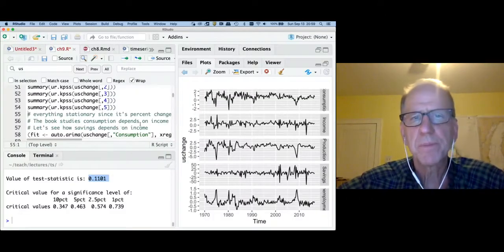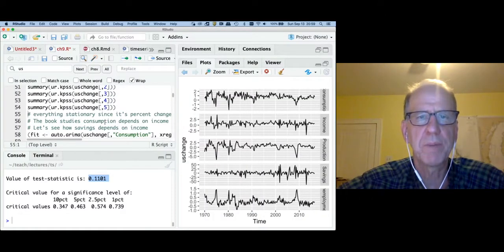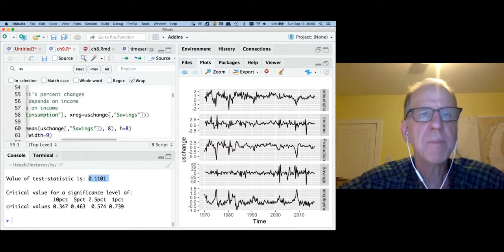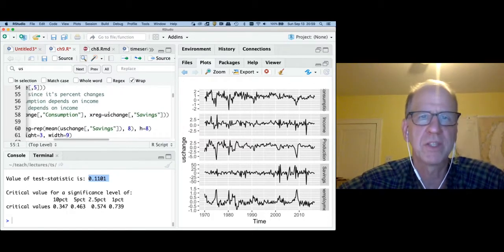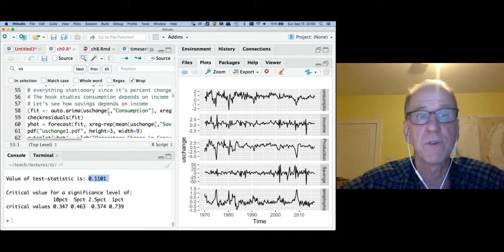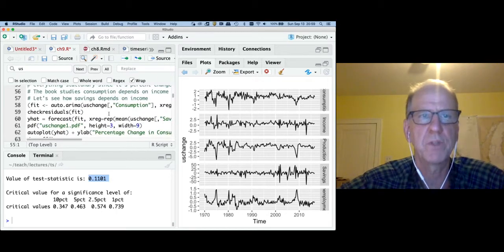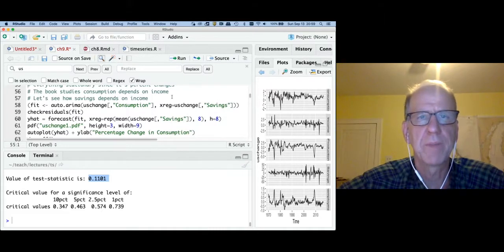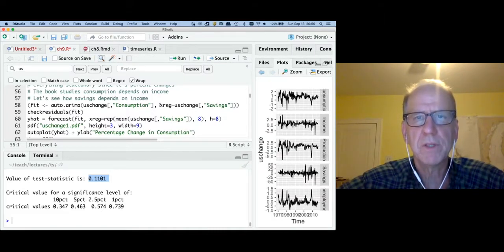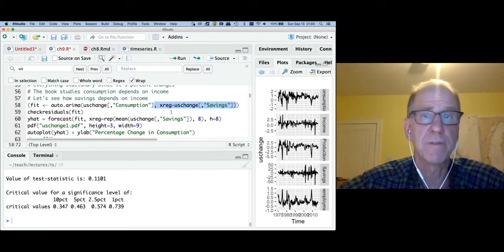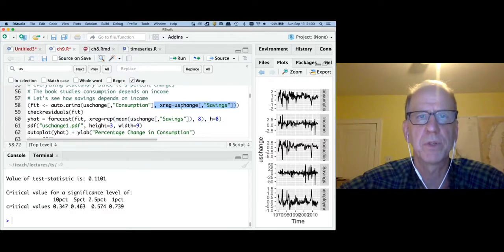The textbook tries to understand how consumption depends on income. I'm going to see how consumption depends on savings as a slightly different example for this video. We're going to use the auto.arima command. The only thing that's different from what we've been doing in Chapter 8 is we're going to add an xreg argument that specifies a list of the x variables.